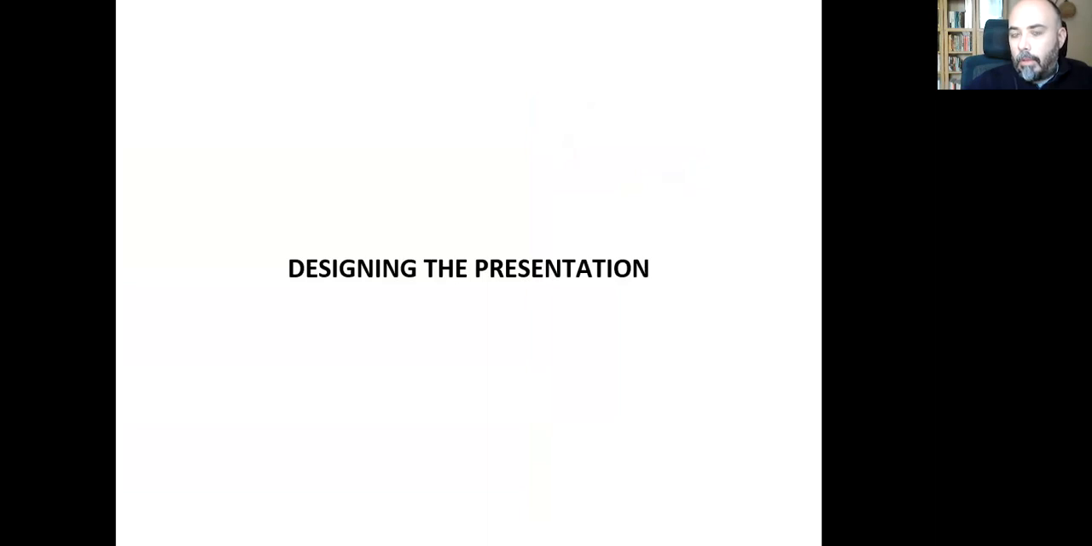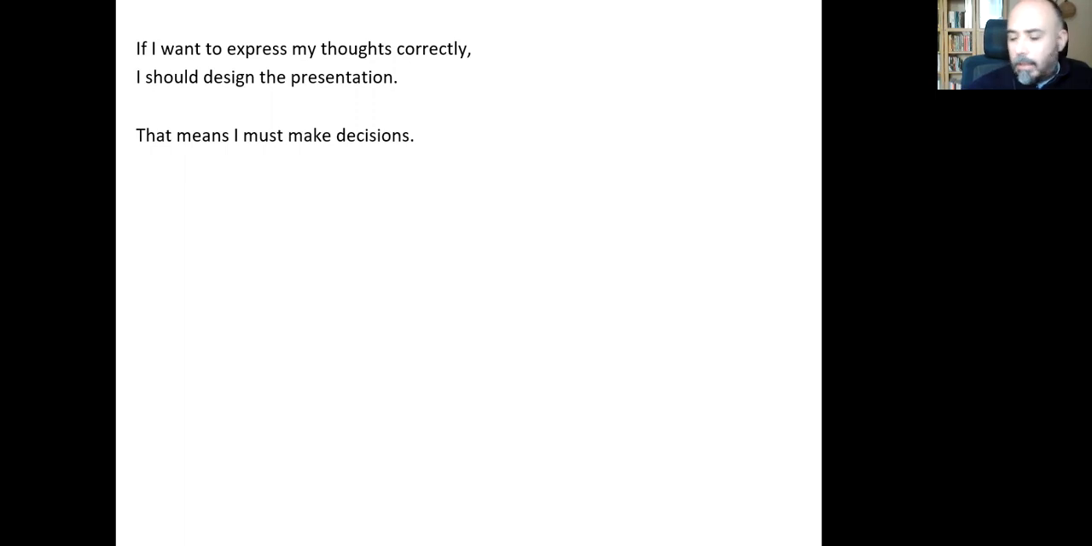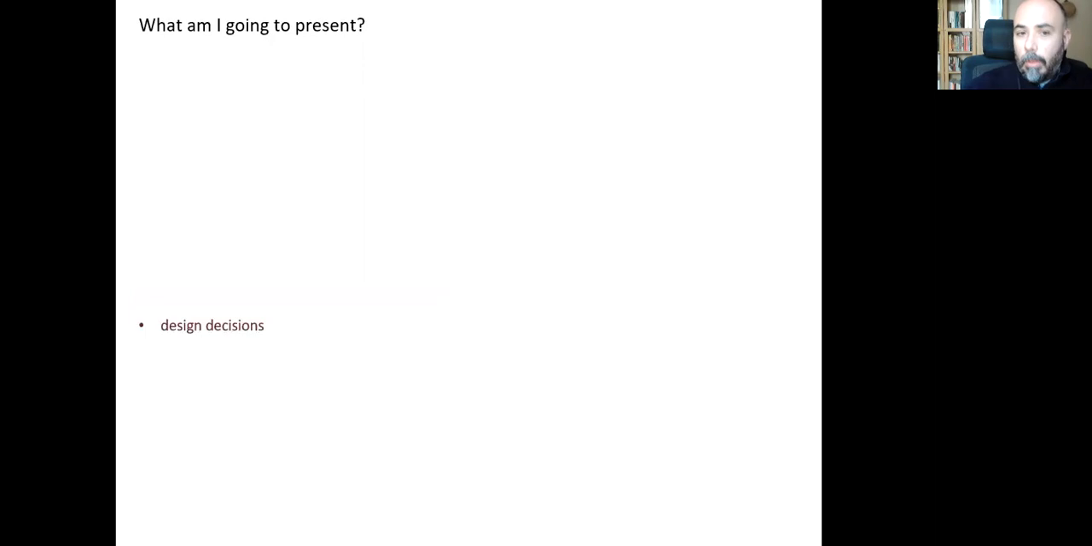Now we need to talk about how we can design the presentation using all these different types of expressions. First, if I want to express my thoughts correctly, I should design the presentation. This means that I must make certain decisions about the presentation. I need to decide what I am going to present, how I am going to present, and what I am going to present. The most important thing is my design decisions.